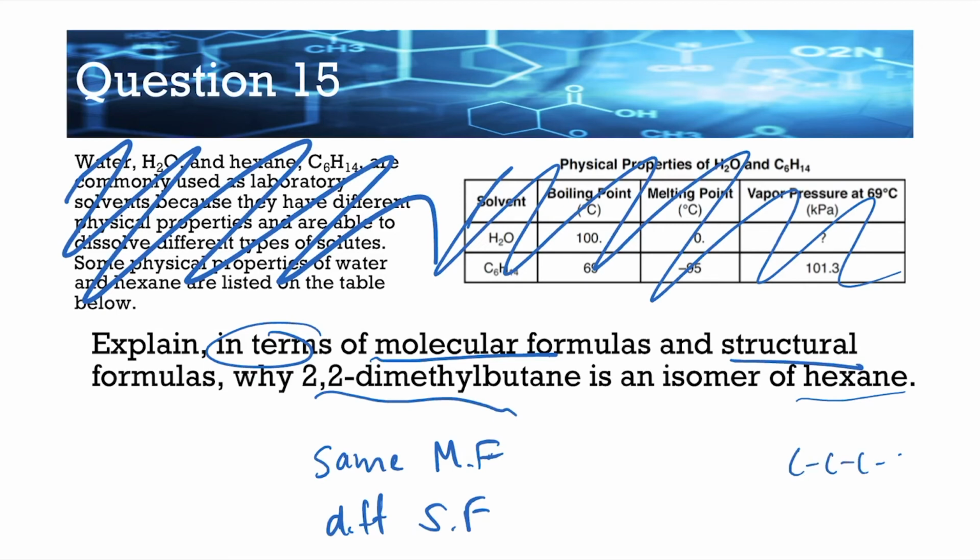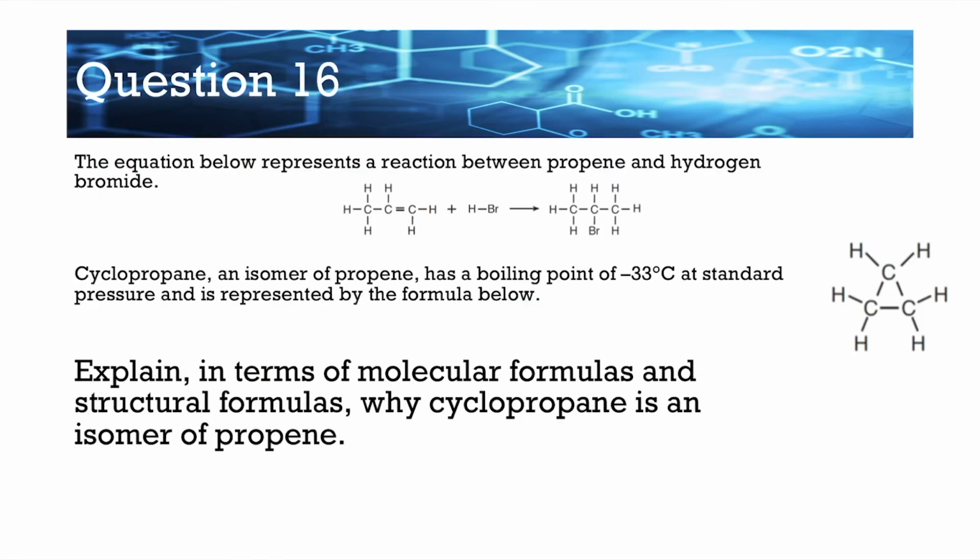So these 2 things are drawn very differently. Hexane looks like this, and then dimethylbutane looks like that. And again, it has the same molecular formula. You can count up all the C's and H's, but they have different structural formulas and therefore different properties.